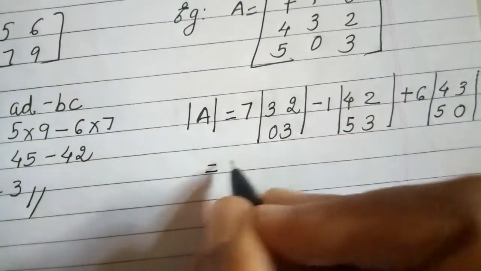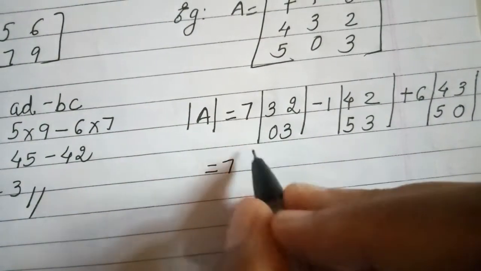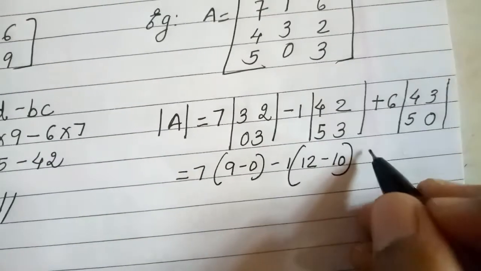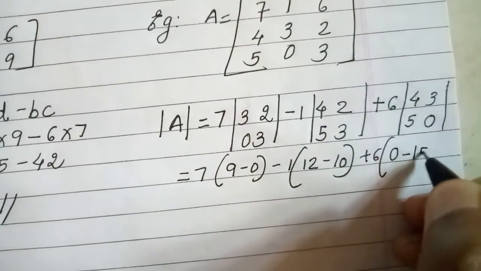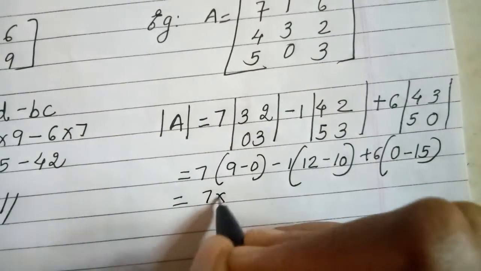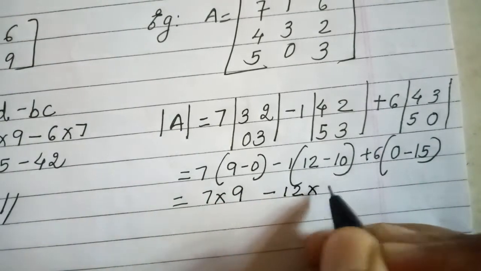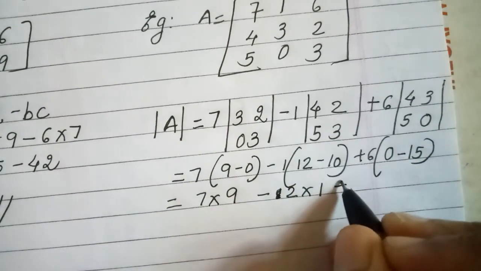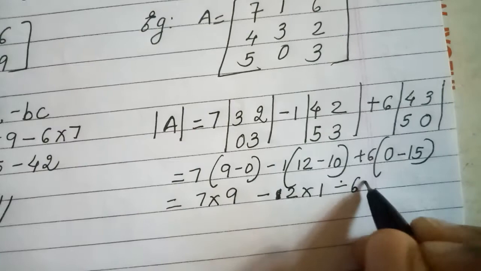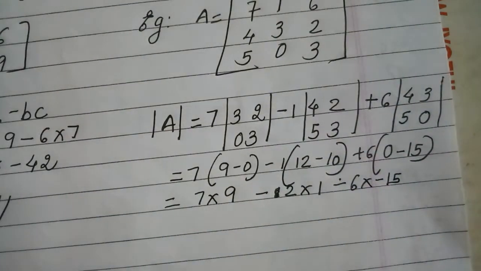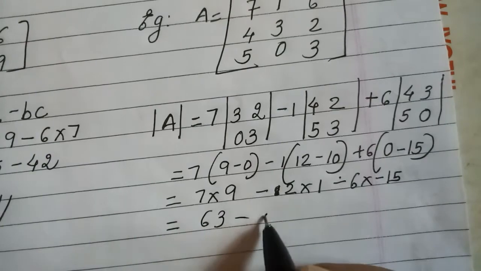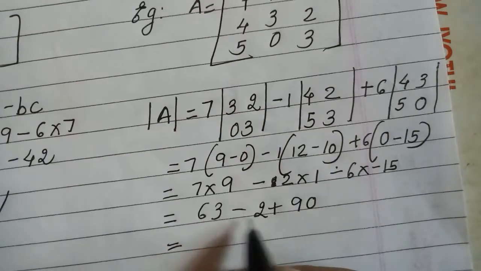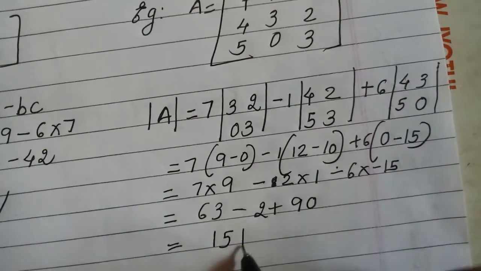Now simplify this. Now this is reduced to 2 cross 2, right? So this will be 7 times 9 minus 0, minus 1 times 12 minus 10, plus 6 times 0 minus 15. So this is 7 into 9, minus 2 into 1; 12 minus 10 is 2, into 1, plus 6 into minus 15. Simplify this: 63 minus 2 plus 90. So 63 minus 2 is 61, and 61 plus 90 is 151.